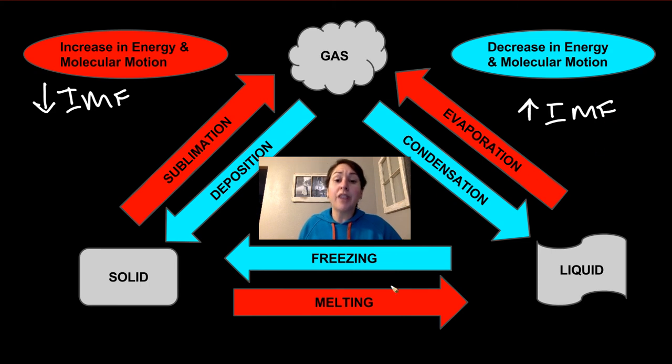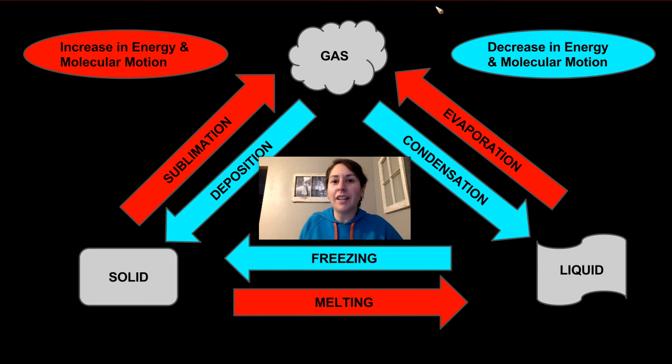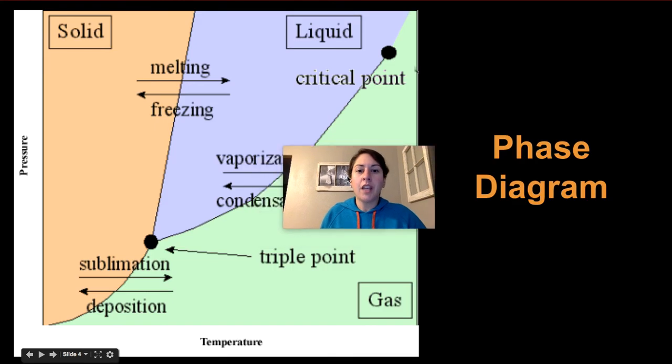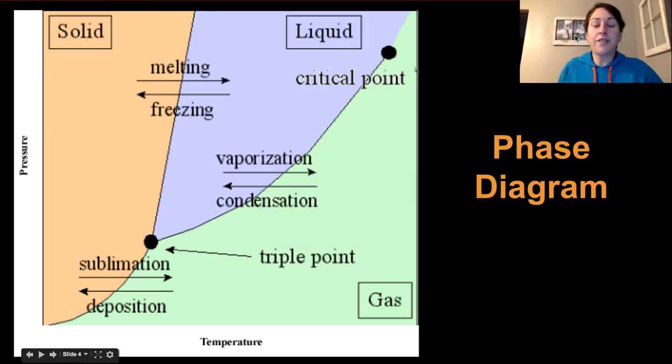Now that's a pretty general statement. There are some substances that might deviate a little bit if we were to look at it more specifically. So what we want to do is look at this phase diagram. This is actually a pretty important concept for us in chemistry. And with this, we see some different points that we want to really highlight.